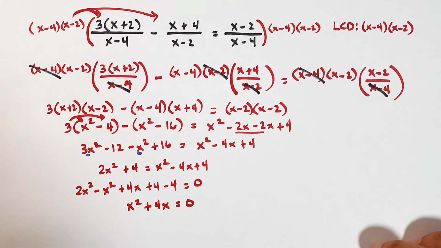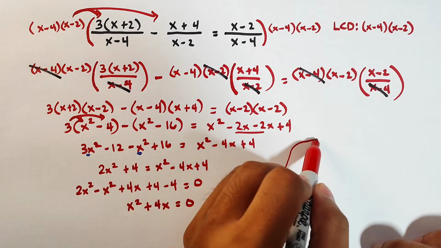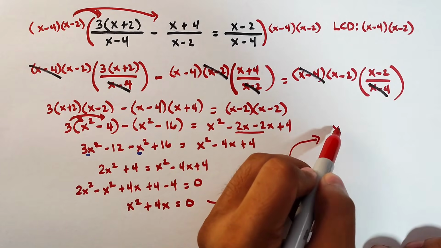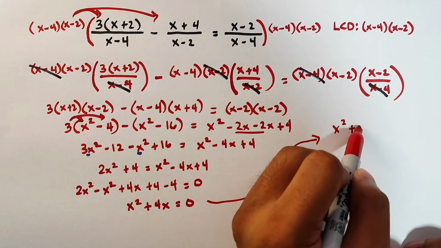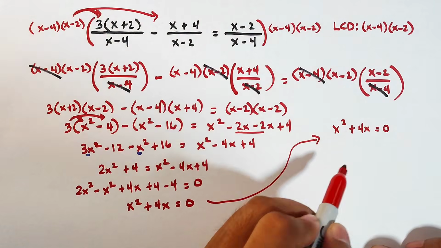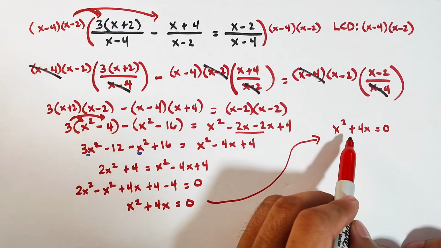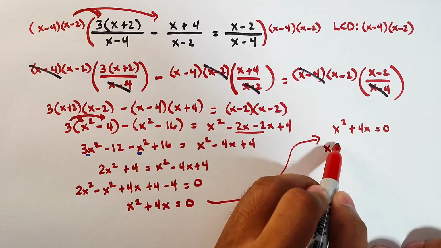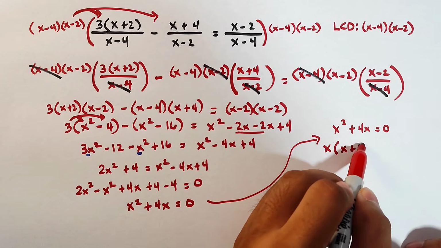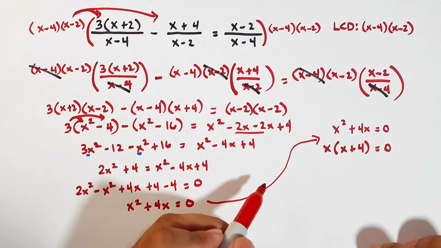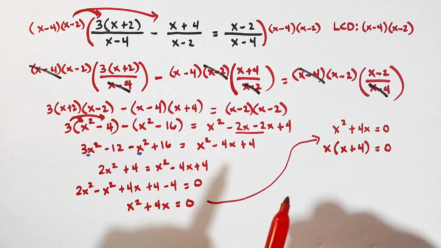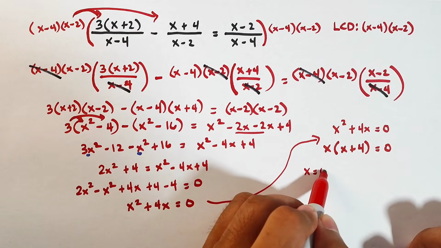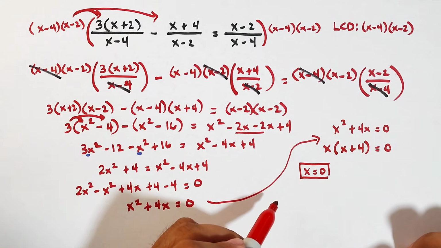So gamitin natin tong space na to solve for x. Let me copy the given equation. X squared plus 4x is equal to 0. Factor this out. Okay? It will become, since parehas yung x natin, we can factor out x, then times x plus 4 is equal to 0. To solve for the value of x, equate each factor by 0. The first factor is x, then factor x is equal to 0. This is the first value of x.